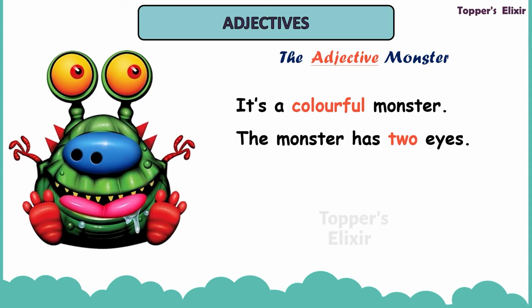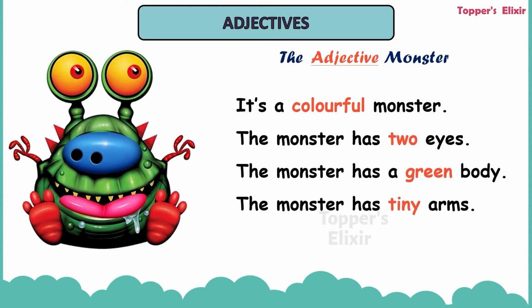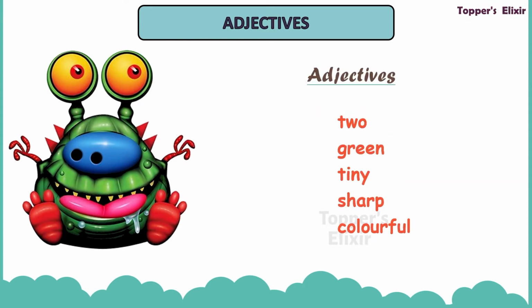The monster has 2 eyes. The monster has a green body. The monster has tiny arms. And the monster has sharp teeth. Can you see what just happened to the sentences after adding adjectives? The words in orange color are the adjectives.